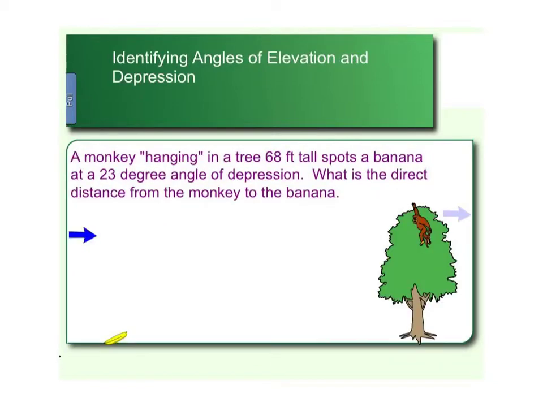Let's use this example. A monkey hanging in a tree 68 feet tall spots a banana at 23 degrees angle of depression. What is the direct distance from the monkey to the banana? So your job will be to take the information you just learned, angle of elevation and depression, and use real world problems to try to solve for whatever missing part they're asking for in the right triangle.